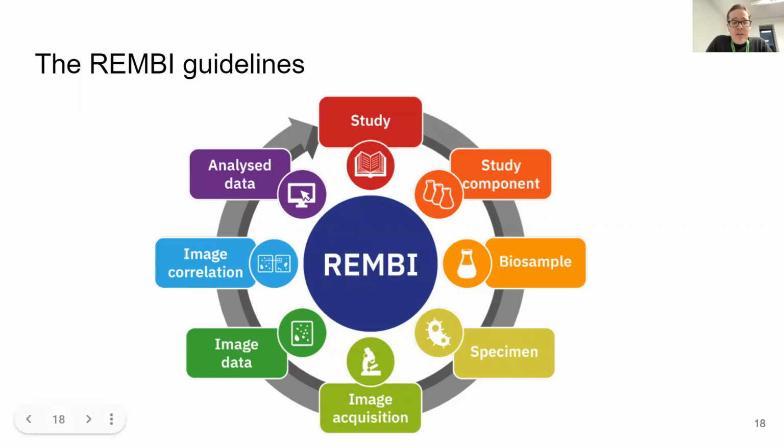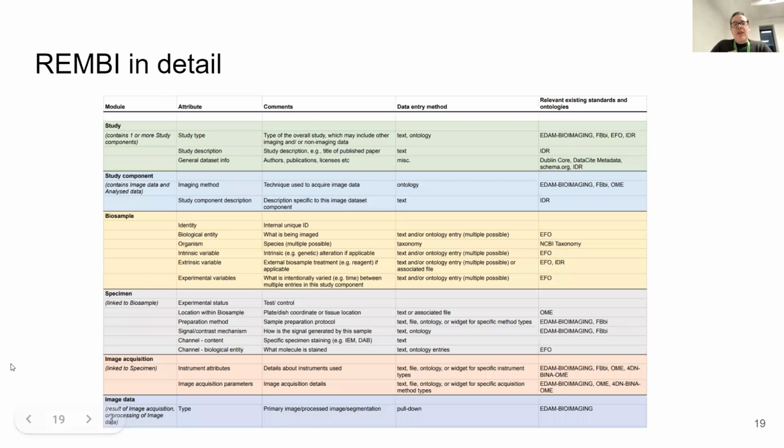If you're interested in the details, next slide, please. The supplementary material to the paper has the most detail that REMBI provides, which is a table describing some of the things that will go into each of these modules, the types of data that they cover, and then possible formats or ways to categorize that data.